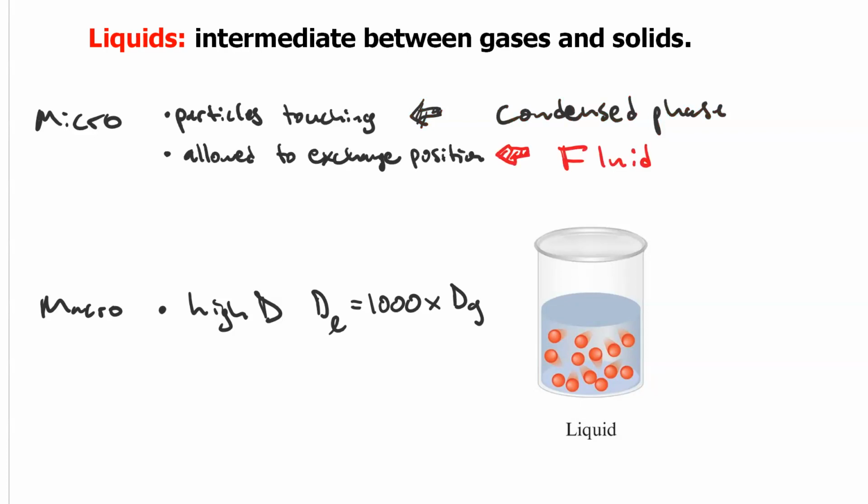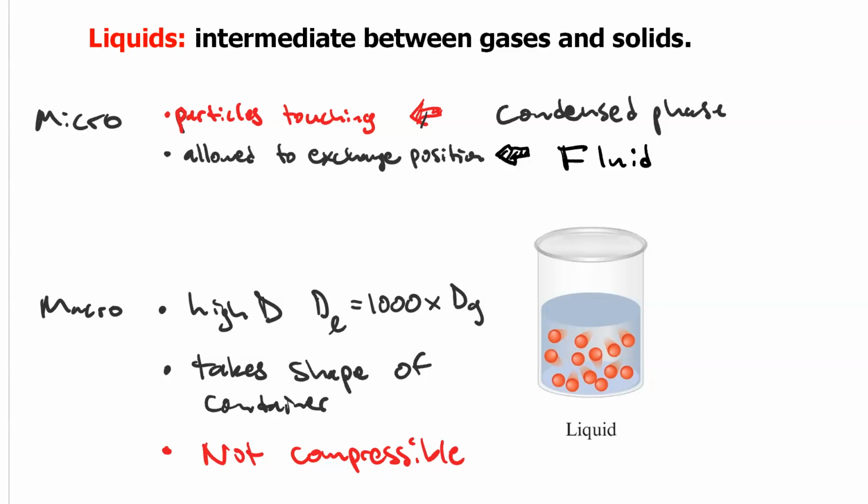But since the particles are allowed to exchange position, well, a liquid has something in common with a gas in that it is fluid. Now, on the macro level, being fluid means you take the shape of your container. Liquids, however, are not compressible the way gases are. Right, so at the macro level, they're not compressible. That's because at the micro level, the particles are already touching their neighbors.